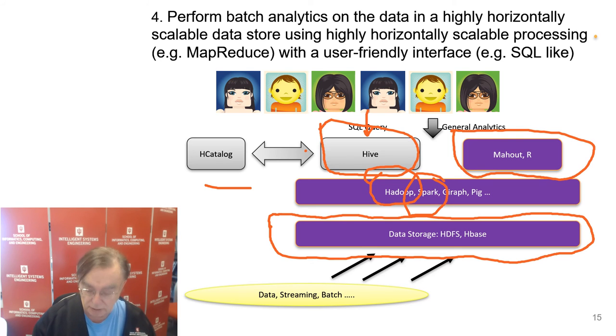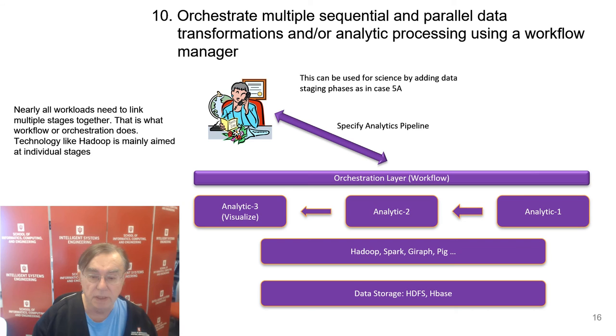So that's one example. Another example here is a slightly more sophisticated case. By the way, four and 10 are just two of the 10 separate big data scenarios identified by NIST. I just chose two here. In other slides, I do some of the other ones. And this again has HDFS and HBase. It again has Hadoop through Pig. But on top of this, it has multiple engines.